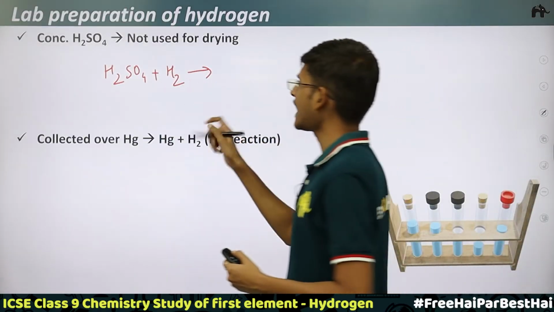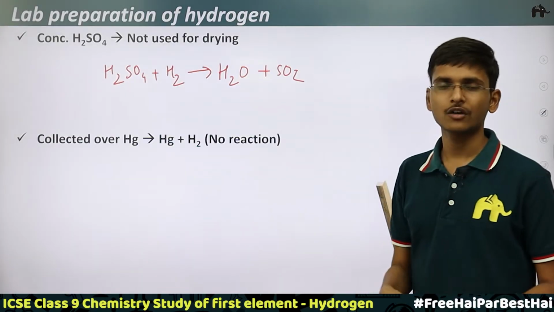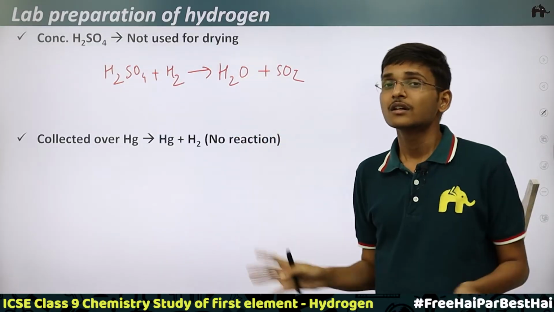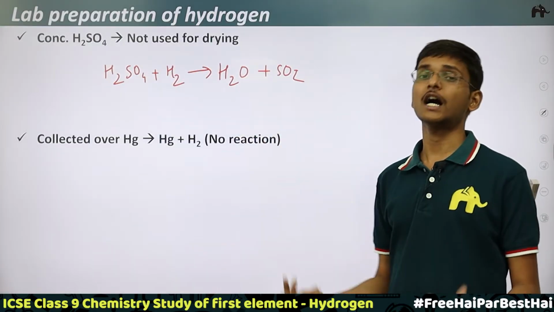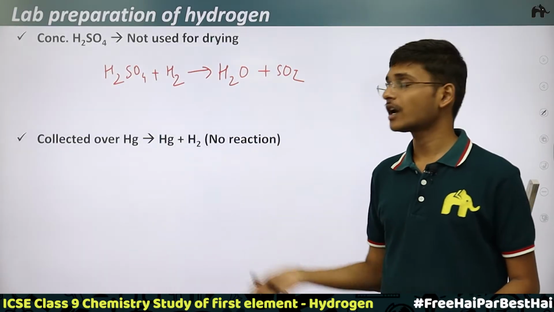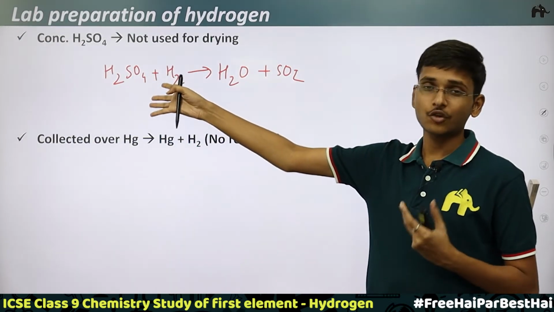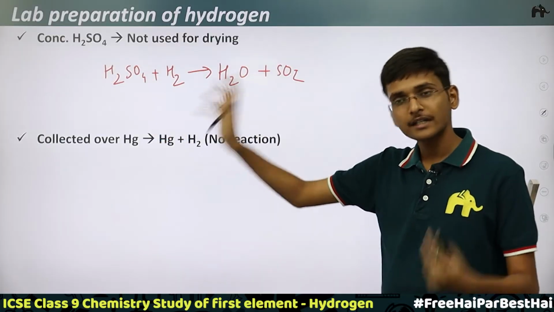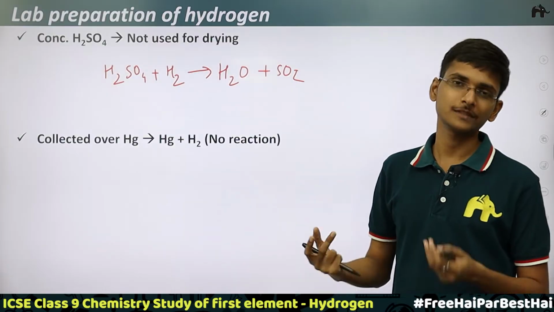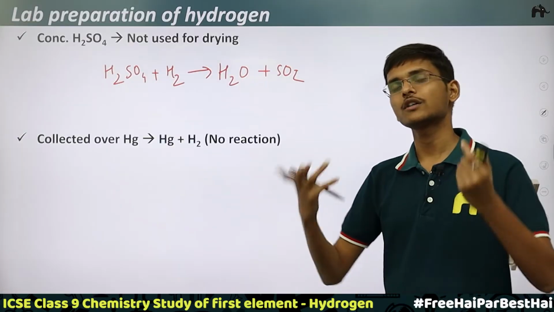It reacts to form water and sulfur dioxide. Now the purpose of drying the hydrogen gas would get destroyed, because through all these efforts we have got somewhat pure hydrogen, just having water vapor. If we dried that hydrogen gas with concentrated sulfuric acid, it would again turn our hydrogen gas to water and sulfur dioxide, and we would again be in a headache, that we were just this close to pure hydrogen gas and we lost it again.